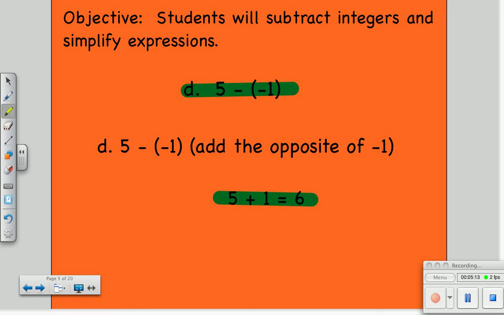I told you last year, and I'll tell you again, there's a couple ways you can think about this. One way is, because I have this minus next to this parenthesis and another minus, parentheses mean multiply. Well, if you multiply a negative times a negative, it's a positive. So I know this really means 5 plus 1. Another way you can think of it is, let me do it again.